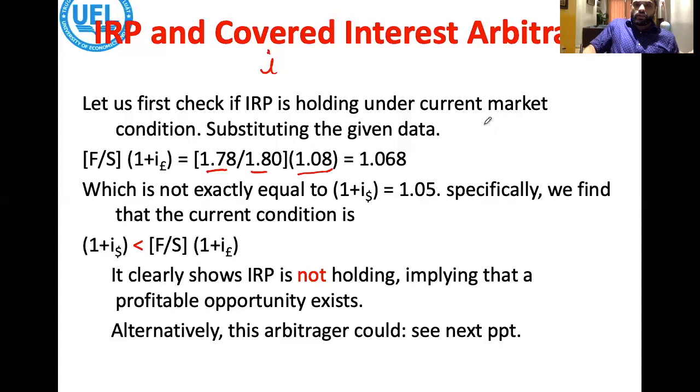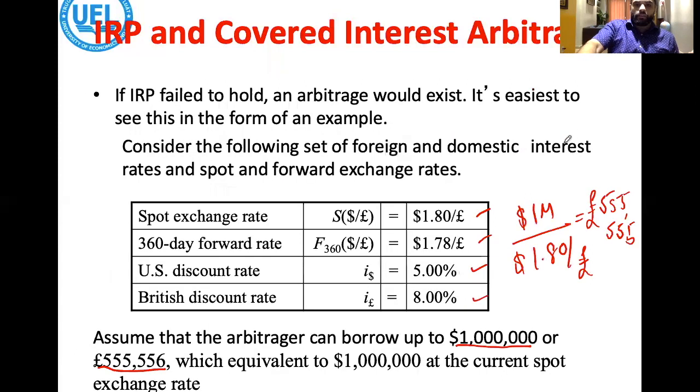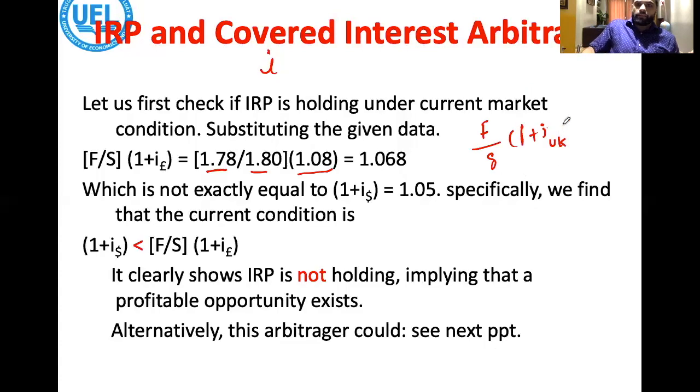The same thing: forward divided by spot multiplied by 1 plus the interest rate in the UK. 8% is in the UK. If you solve it, you have the forward rate, you have the spot rate, you will get 1.068, right? This is the rate information that you are getting, which is not exactly equal to this one.